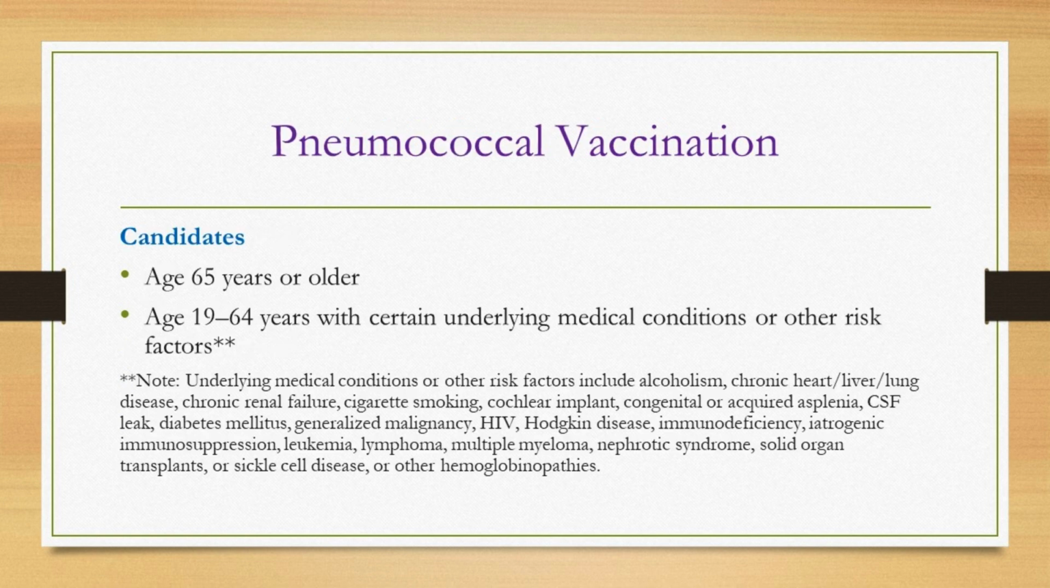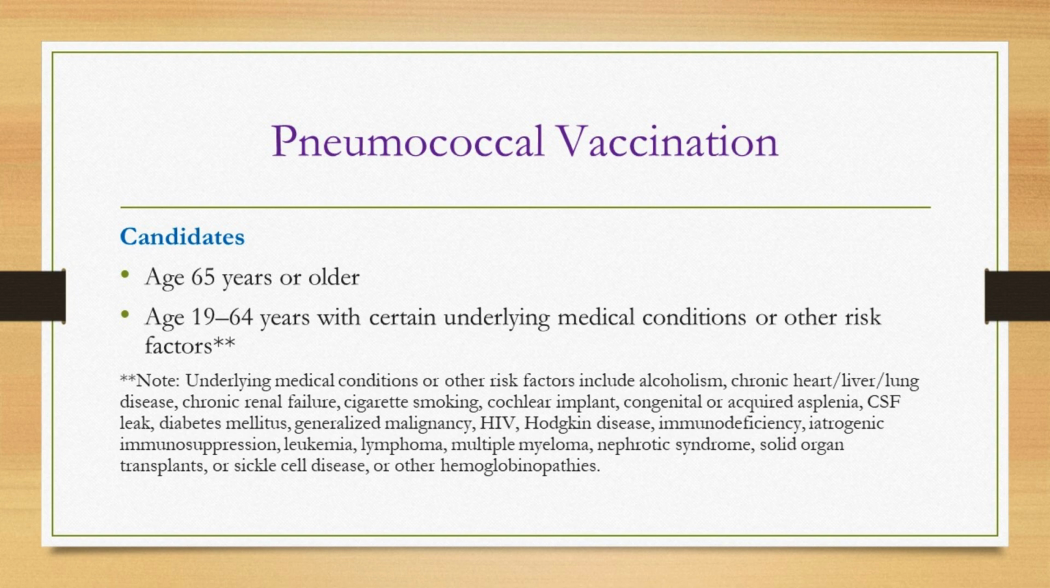Coming to pneumococcal vaccination, the candidates are persons of age 65 years or older, or persons of age 19 to 64 years with certain underlying medical conditions or other risk factors for pneumococcal infection. These risk factors are underlying chronic medical conditions such as chronic heart disease, chronic lung disease, chronic renal disease, persons with a history of cigarette smoking, and persons who have cochlear implants. These patients are at increased risk of pneumococcal infection.